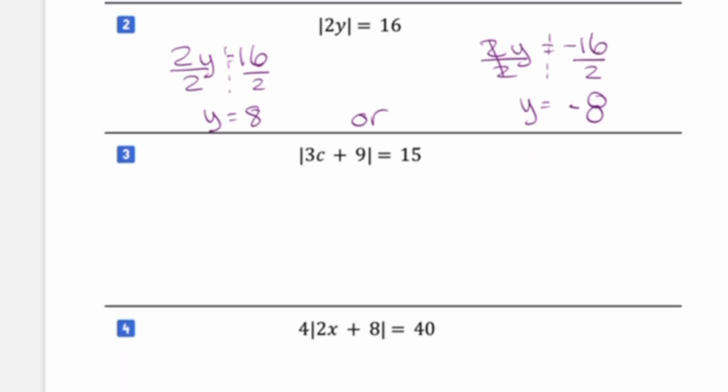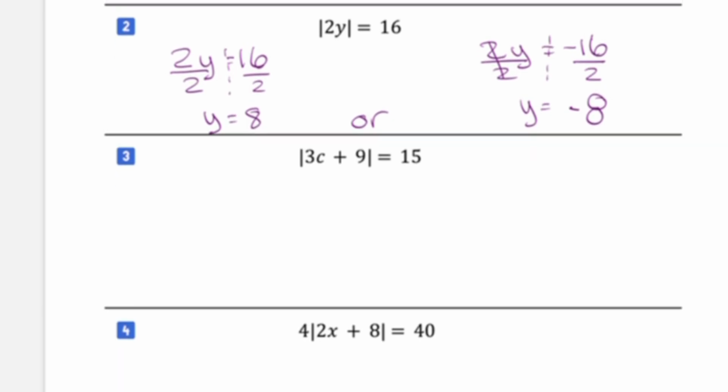Getting a little more complicated in example 3, I still have the entire expression on the left inside those absolute value bars. So I'm going to jump to creating 2 equations. 3c plus 9 equals 15, and 3c plus 9 equals negative 15. I'm going to solve both of these equations, make my fence.